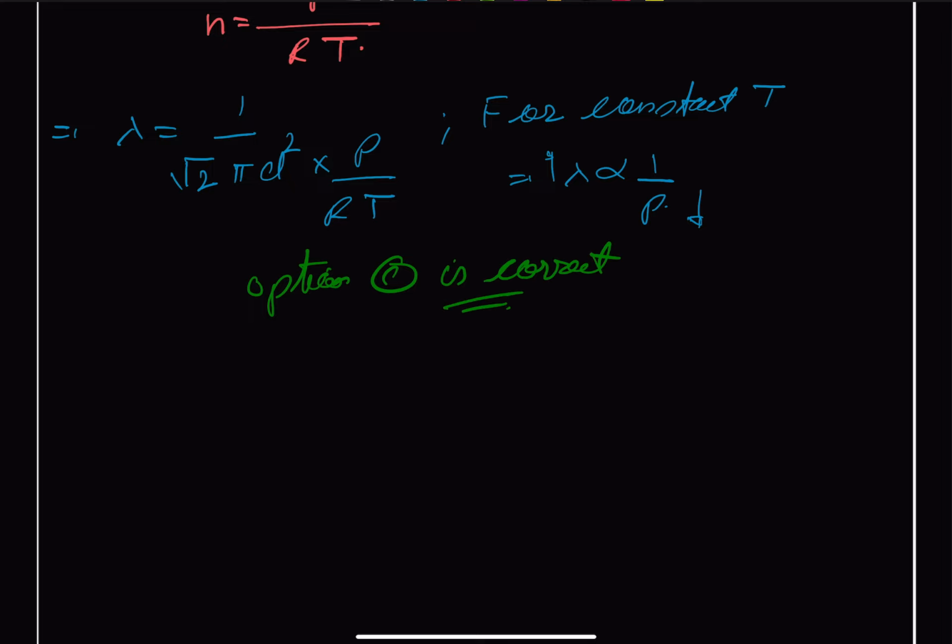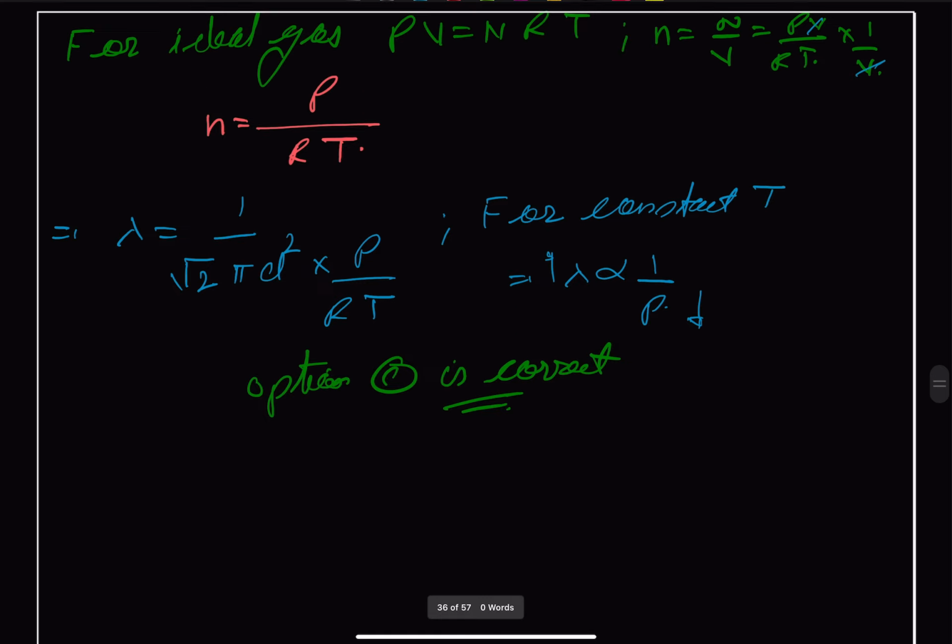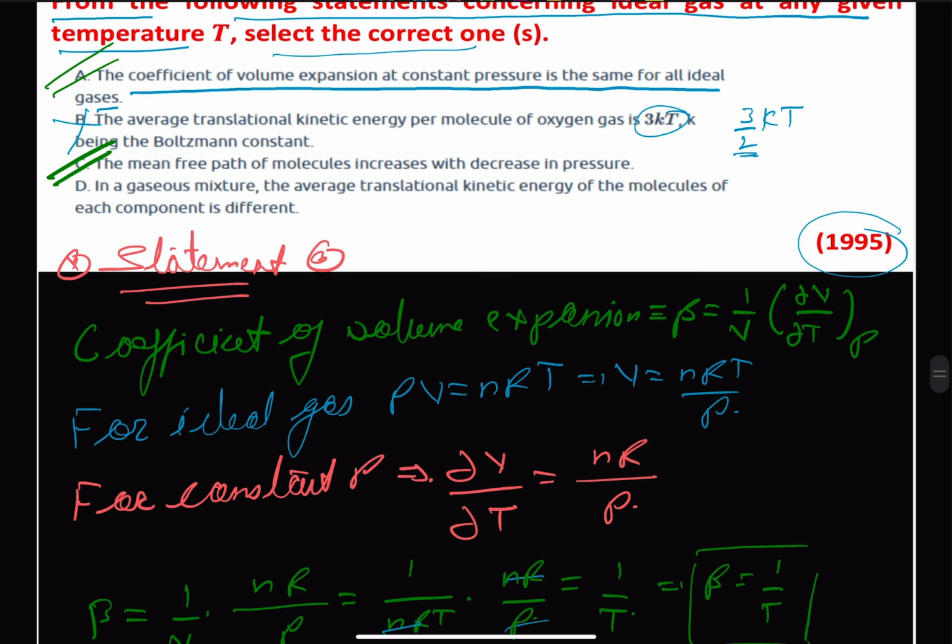Correct. Okay. And we come to option D, and option D is the same based on this formula, that our average translational kinetic energy is given as 3K by 2. So it says that in the gaseous mixture, the average translational kinetic energy of the molecules of each component is different. Okay, and we can say this kinetic energy is 3 by 2 K times T.